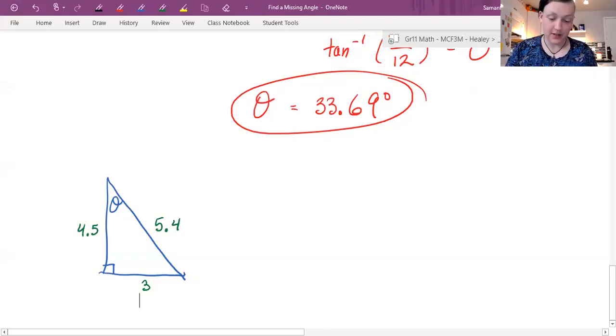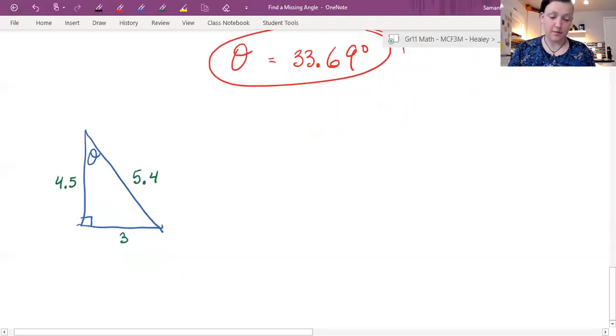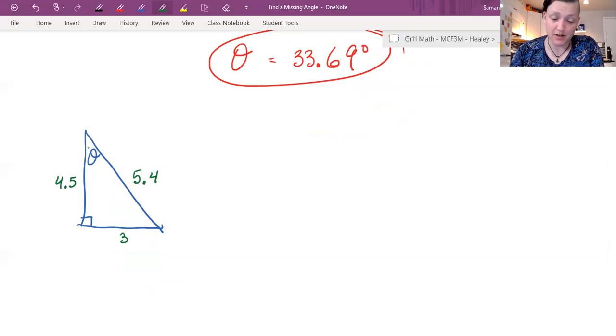Okay, sorry. So now I've given you measurements for this triangle. So let's say that this bottom part here is 3, this side is 4.5, and the hypotenuse here is 5.4. So the question is, I want to find this angle. As always, our first question is, which trigonometric ratio are we going to use here?